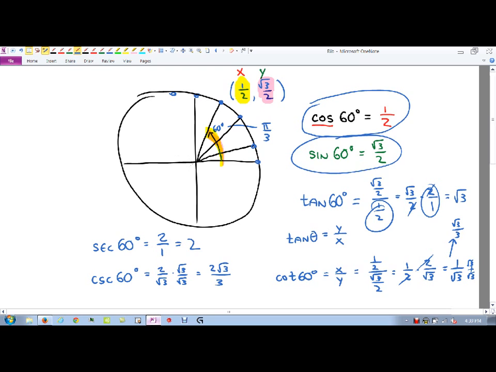This would apply to, even if you were down here, the coordinates of that point are negative 1/2, negative root 3 over 2. So now I could ask you, what's sine, what's cosine, what's tangent, what's cotangent, etc. I hope that helps. That's really a major point in this class.